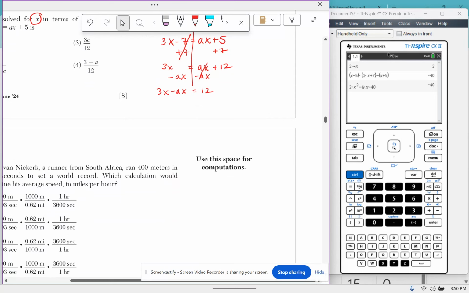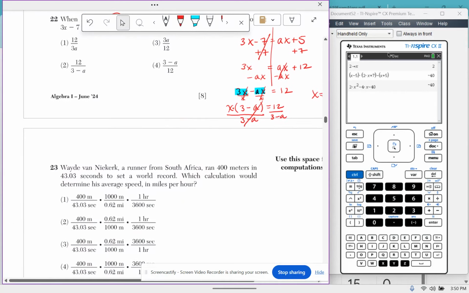In order to get x by itself, I'm going to have to identify the greatest common factor of these two terms, which is x. I'm now left with a 3 minus a in the parentheses. If I'm trying to get x by itself, what is the operation between x and 3 minus a? It's multiplication. So I'm going to divide both sides by 3 minus a. And I'll get x equals 12 over 3 minus a. And that is answer choice 2.